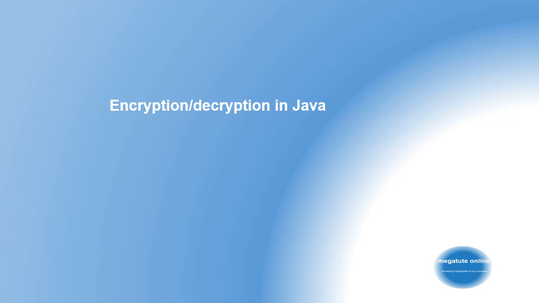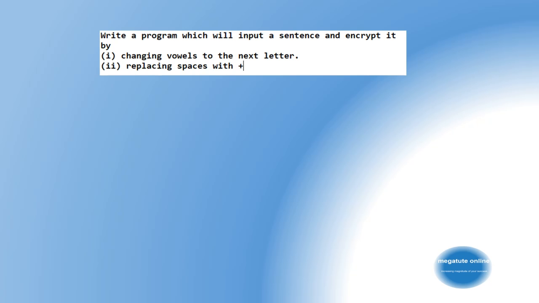In this video, we'll discuss problems related to encryption and decryption in Java. We won't go into technical details of encryption and decryption. We'll do encryption and decryption as the question asks us to do, right? In that series, the first and simplest example is: write a program which will input a sentence and encrypt it by these rules, changing vowels to the next letter and replacing spaces with plus. I'll quickly move on to BlueJ and show you the practical directly.